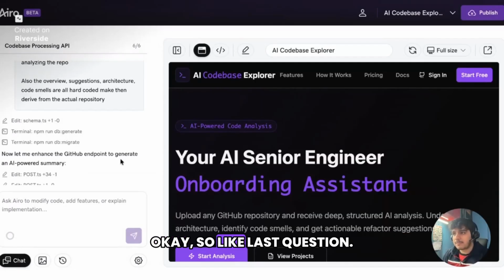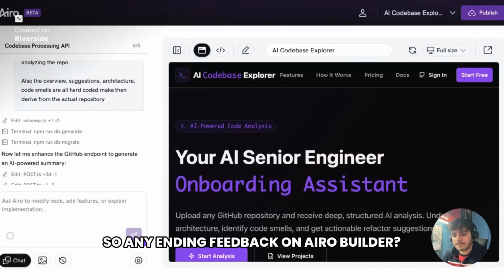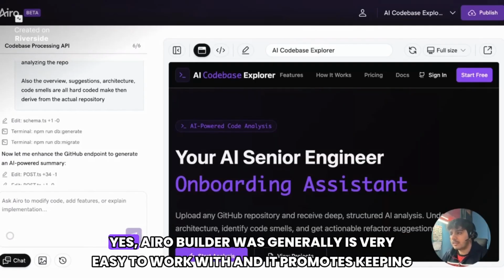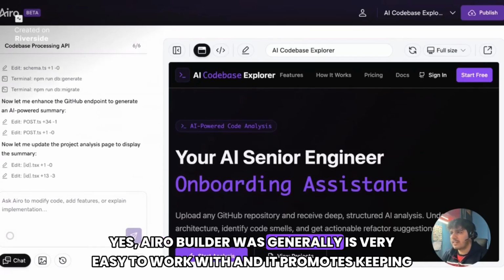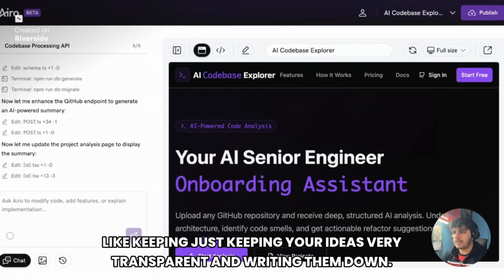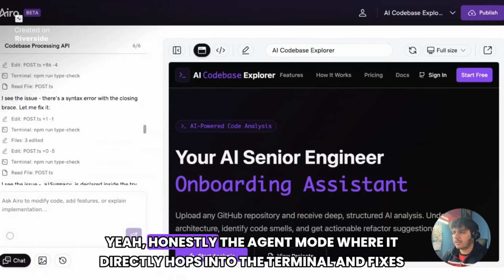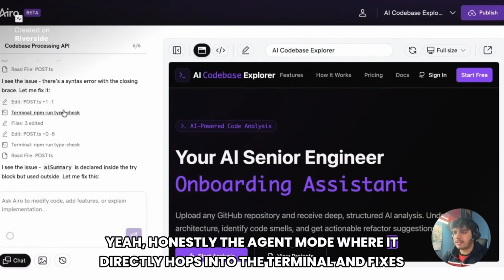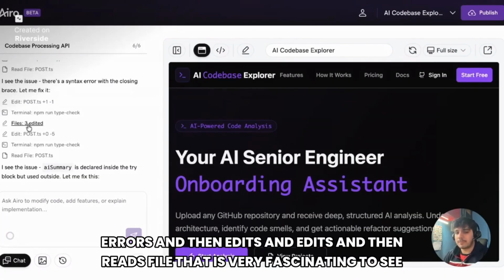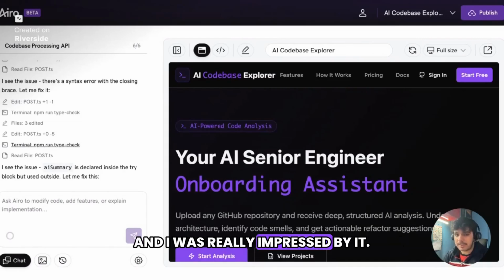Okay. Last question: any ending feedback on Aero Builder? Yes, Aero Builder is generally very easy to work with, and it promotes keeping your ideas very transparent and writing them down. I really like that part about it, as I said before. And honestly, the agent mode, where it directly hops into the terminal and fixes errors and then edits and edits and reads files, is very fascinating to see, and I was really impressed by it.